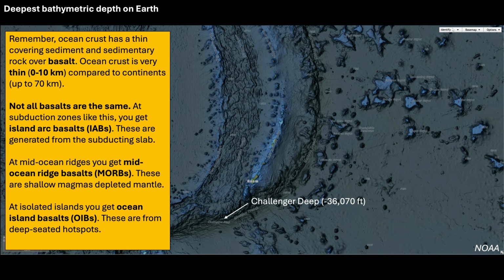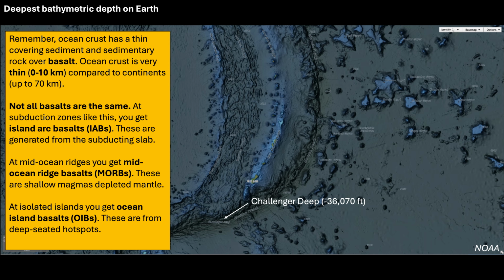But in the Challenger Deep there, it's pretty deep, right? So all of ocean crust, as you've also been told already, is made out of basalt. And the ocean crust is relatively thin, somewhere around 10 kilometers thick, usually, compared to the continents, which are much thicker, about 70 kilometers or more. But not all basalts are the same. They all get generated out of the mantle, but they're not all the same. And so let me explain these things.